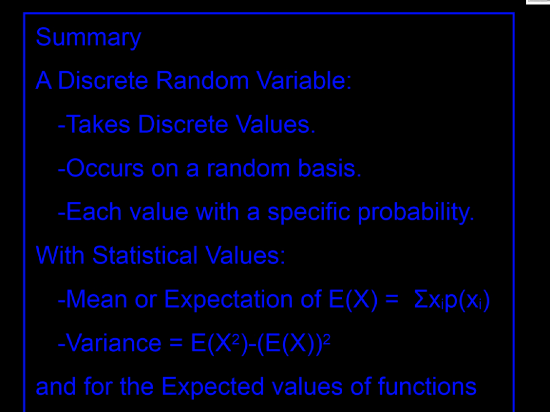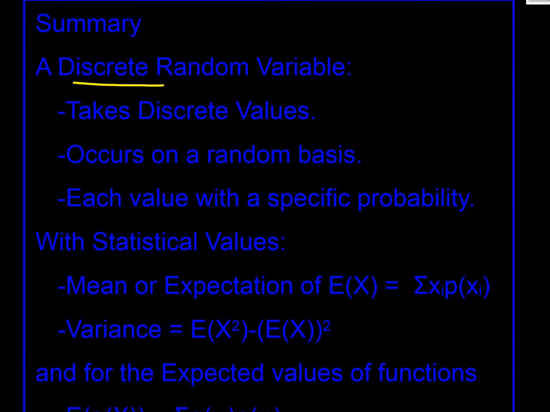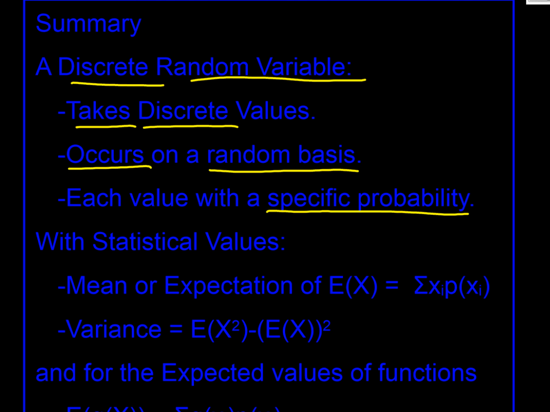Okay, quick summary at the end then. Discrete random variables take discrete values, in this case 1, 2, 3, and 4. They occur on a random basis, you don't know what's coming next. If we look at the next car, how many occupants are there going to be? But each value of the discrete random variable has a specific probability. So the probability of having one occupant in our case was 0.4, probability of two occupants is 0.3, etc.